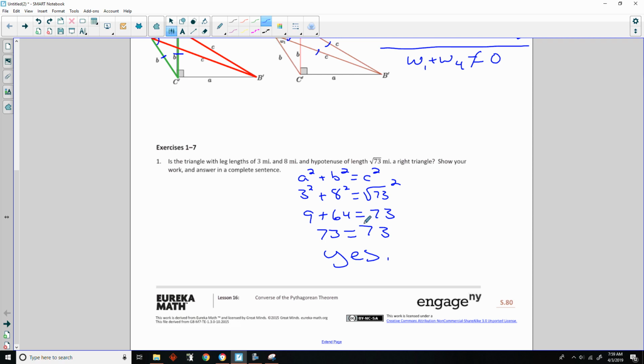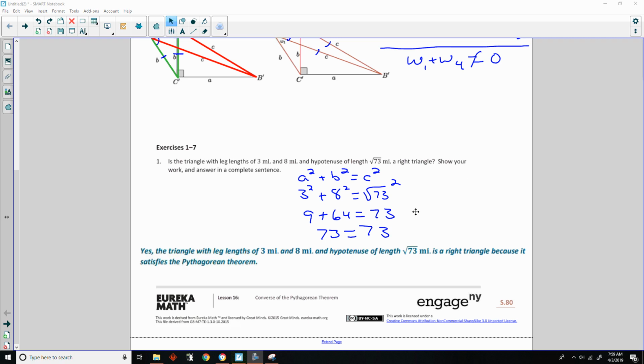So answering in a complete sentence, let me bring that in. Okay, so that's better than just saying yes. Yes, the triangle with leg lengths of 3 miles and 8 miles and a hypotenuse of the square root of 73 miles is a right triangle because it satisfies the Pythagorean theorem.